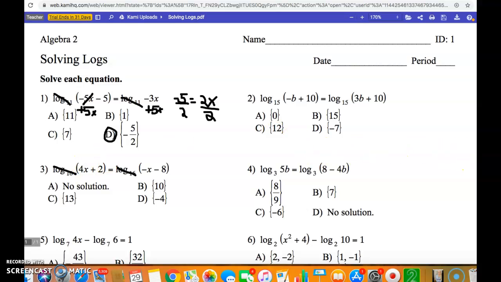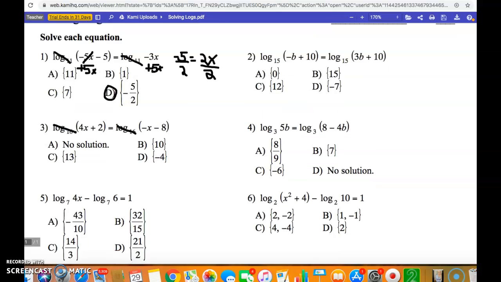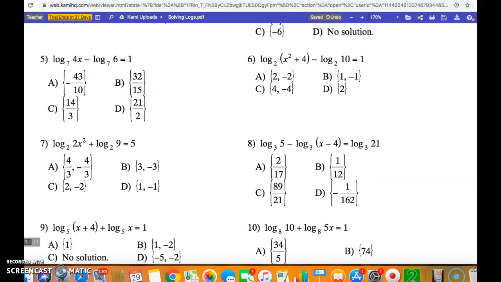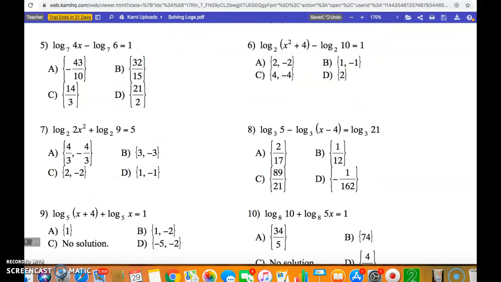I'll go down and show you one more and let you do the rest of these. So the difference on this section from here to the bottom, notice, in here, there's logs only on one side. There's logs on both sides. So there's a way you have to treat these because the other ones only work if you have one log on each side.